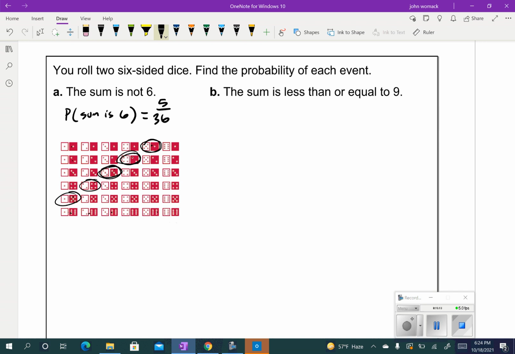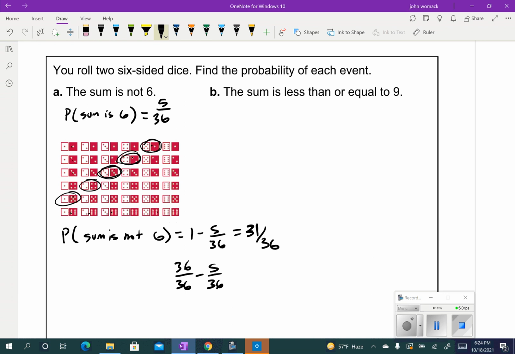But the question was, what's the probability that the sum is not 6? Or the complement of that? Well, all I have to do is go 1 minus 5 over 36. So that'd be 36 over 36 minus 5 over 36. 36 minus 5 is 31. So knowing this probability, we can find the probability of its complement by going 1 minus that.